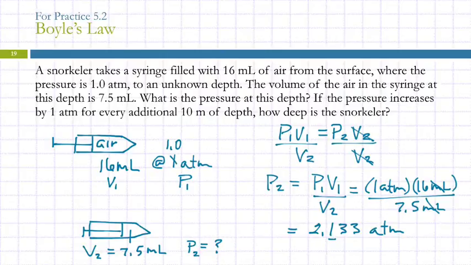So how deep would the diver be? Yeah. So if the pressure increases by 1 atmosphere for every additional 10 meters of depth, how deep is the snorkeler? 1 atmosphere for every additional 10 meters. 1 atmosphere per 10 meters, or 10 meters per 1 atmosphere.